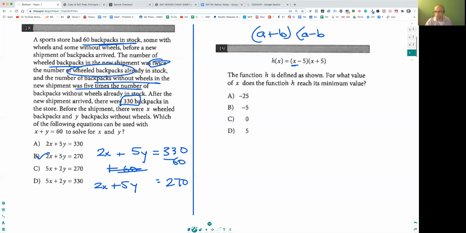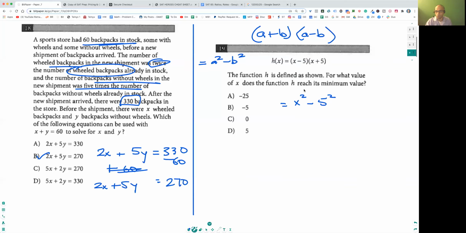Yes, Zenor, you can do that. Yes, you can directly do that: 330 minus 60. That's exactly right. Now a plus b times a minus b is equal to a squared minus b squared. This is a formula you need to remember. You can also FOIL it. You're gonna get x squared minus 5 squared.